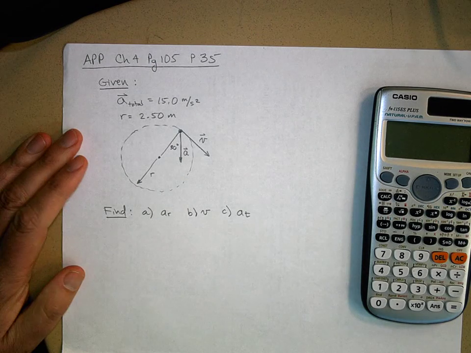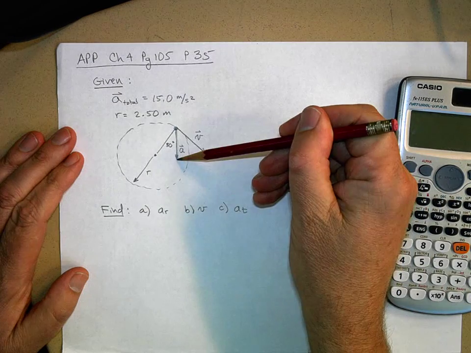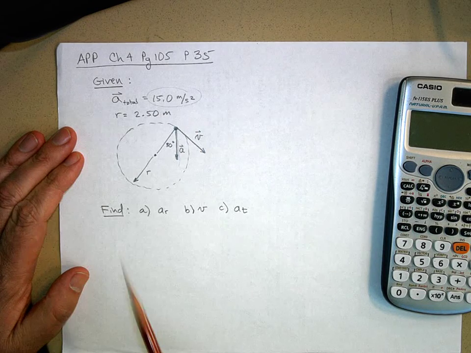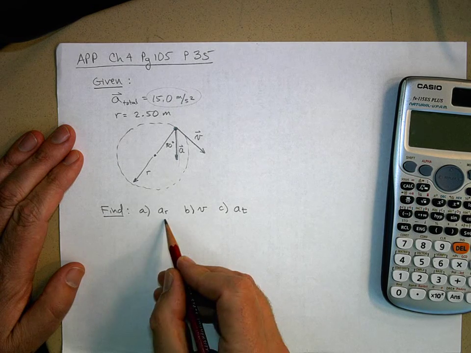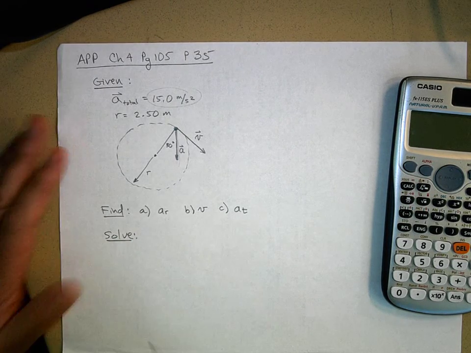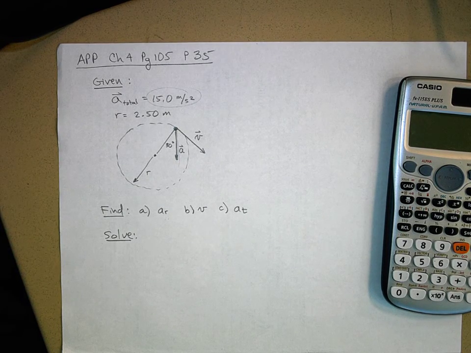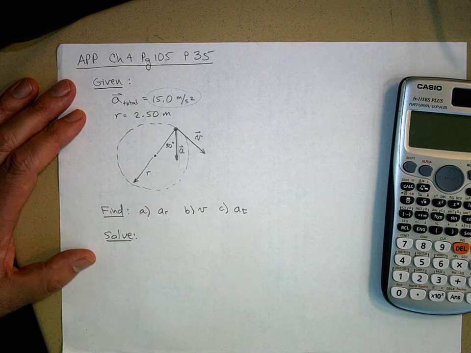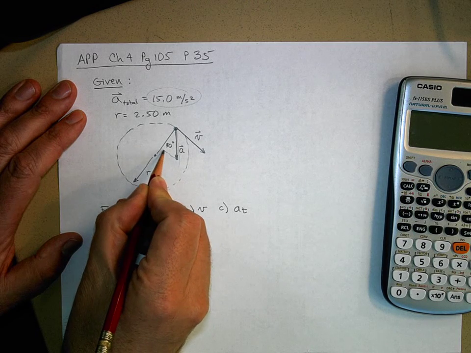So I've set it up, and here's what's given. Here's your acceleration, and it has a total magnitude of 15 meters per second squared. And we want to know what's the radial component of that acceleration. Remember, for radial, we want to know how much of the acceleration is pointed towards the center of that circle. So I'm just going to project this on this picture of what's given.